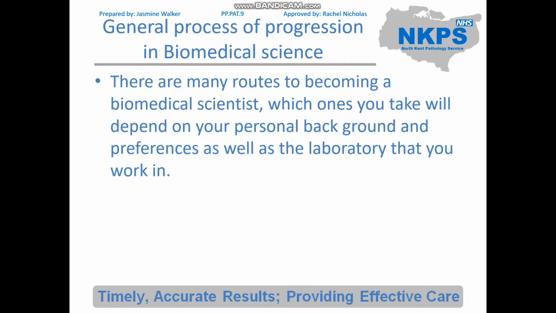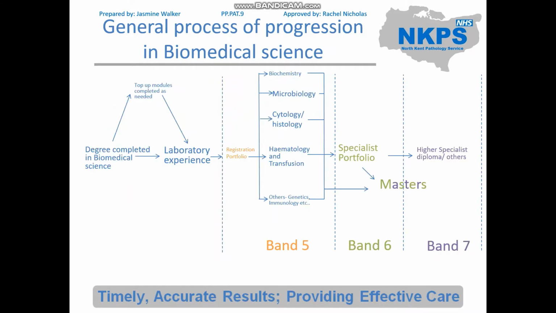The first thing we're going to go through is the process of progression in biomedical science. The way that you progress in this career will very much depend on your background and the hospital you work in. So depending on what degree you've done, that will then alter how you will progress. And depending on what hospital you work in, they will have a preference on what qualifications are best for you to progress up the ranks. So I split the majority of the qualifications that you would complete into this quick flow chart.